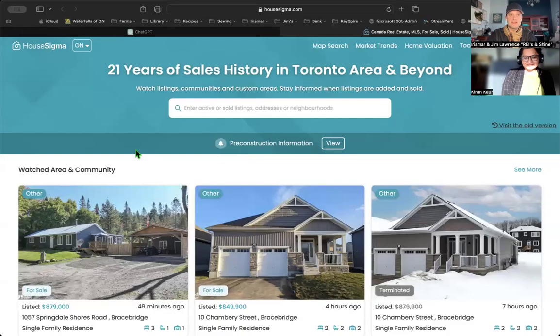One of the more popular sites, I'm sure you use this one, Kiran, is House Sigma. It gives you options for Ontario, Alberta, and British Columbia. It's very popular amongst real estate investors, and they give you some things that websites like realtor.ca don't. I'm definitely going to check out House Sigma. Of course, they'll tell you what's for sale, but they can also tell you what has been delisted or terminated, so they're no longer on the market.